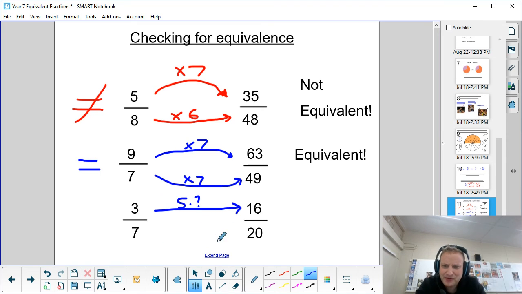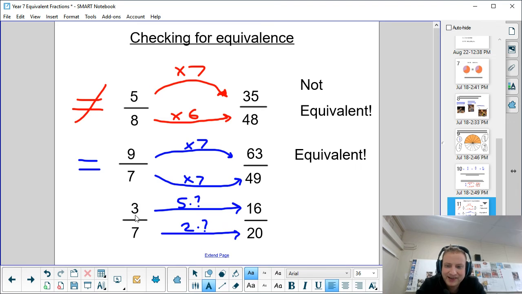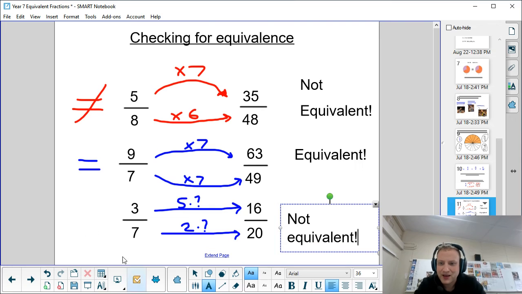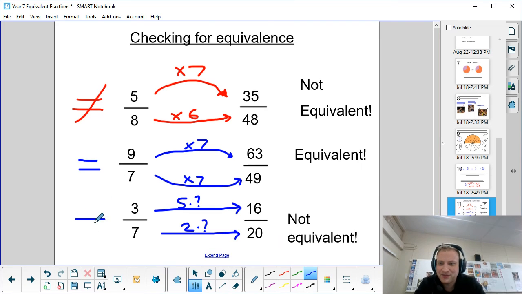This is about 5 times bigger, and this bottom one is not even 3 times bigger. 3 sevens is 20. We don't have to look that closely to figure out the top is being times by 5 and a bit. The bottom is being times by 2 and a bit. These are definitely not equivalent because this top number has been multiplied by much more than the bottom number. So even though we can't see exactly what numbers go into it, we should be pretty clear that these two fractions are not equivalent and not equal, and they have nothing to do with each other, basically.